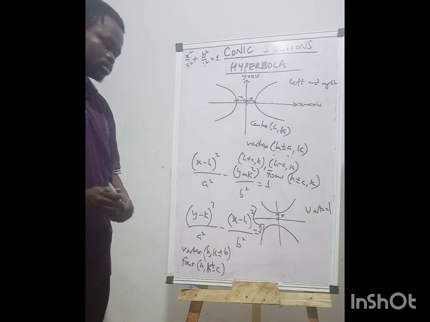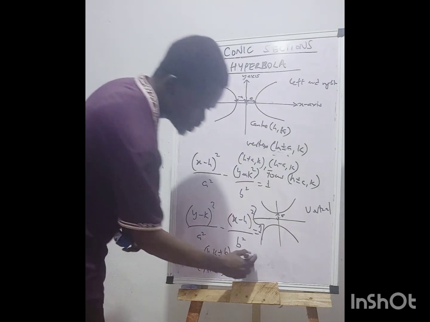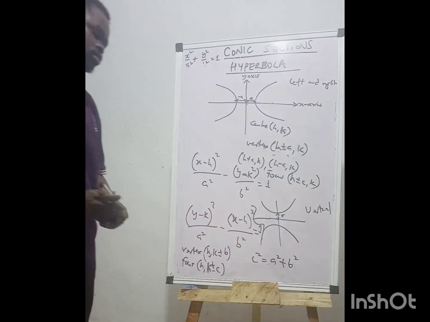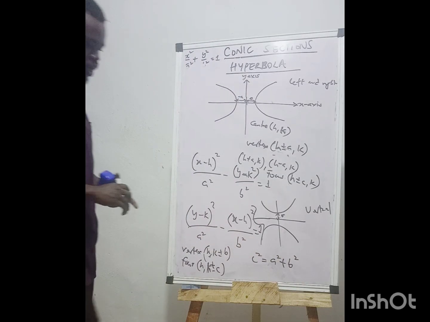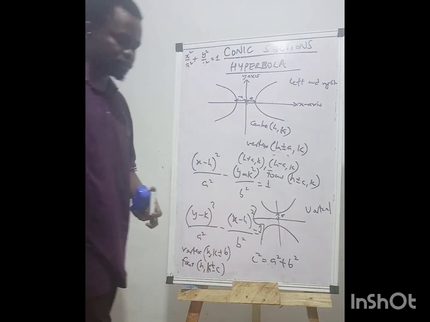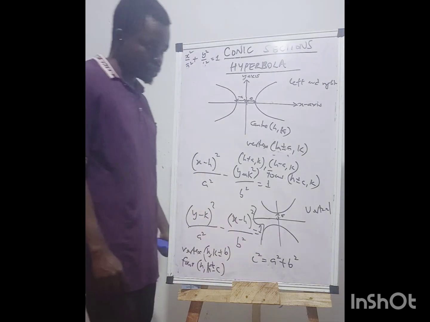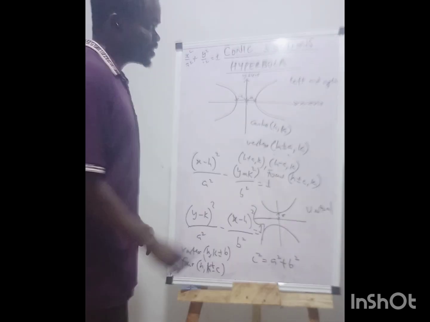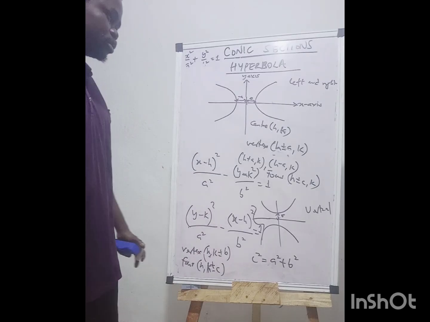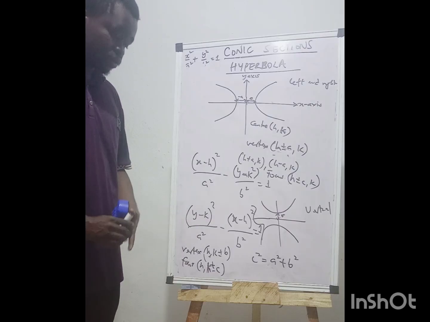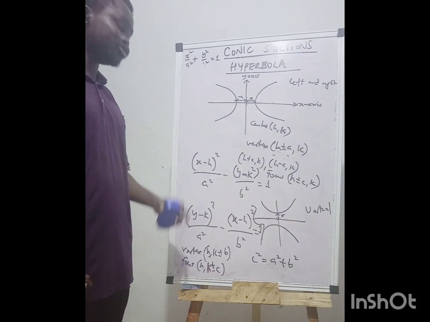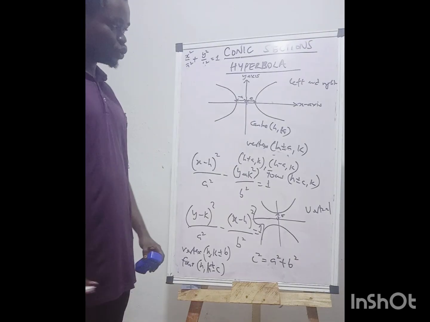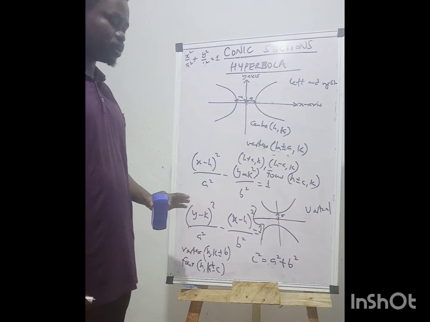k plus or minus what? c. Now what's c squared? c squared is a squared plus b squared. It's Pythagoras. So if we have the values of a and b, you can always get c. This is the hyperbola, the long and short of it. These are the equations of the hyperbola. Like I always say, once you know where it's derived from, every other thing falls in place.